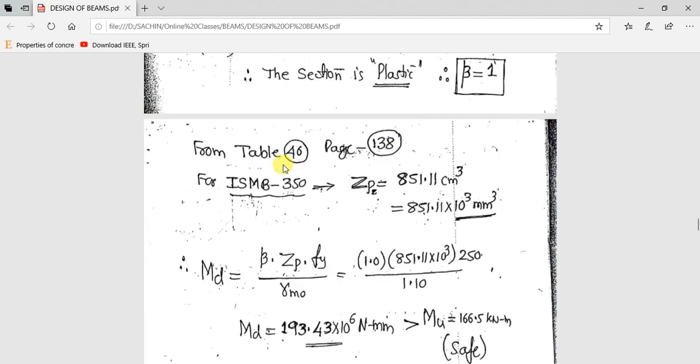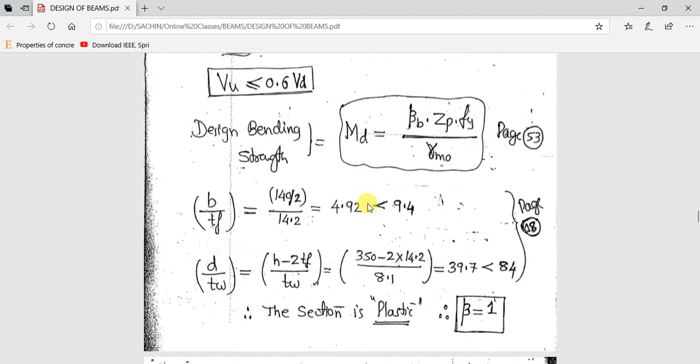From table 46, page 138 of the steel table, for ISMB 350 the ZP value, the plastic modulus, is given, and it is 851.11 centimeter cube. This table number and page number vary if the authors of the steel tables vary. So if you refer for ISMB 350, ZPZ is 851.11 centimeter cube. In mm cube it will be 851.11 times 10 raised to 3 mm cube.